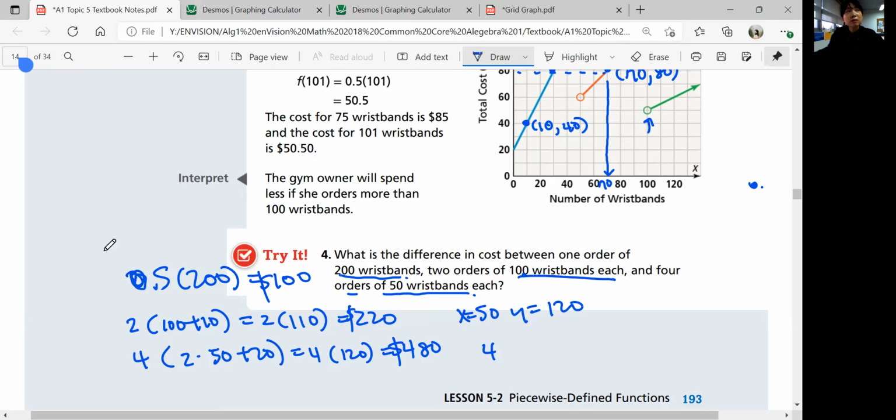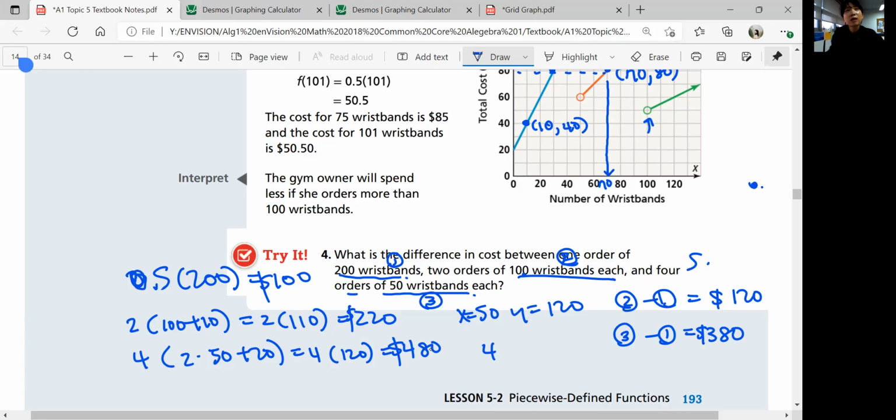Buying the first option is savings of $120 compared to 2 orders of 100 wristbands, right? So the difference would be, so let's number them. 1, 2, and 3. 2 minus 1 would be saving of $120. That's a lot of money. 3 minus 1 would be 480 minus 100. So that's $380 savings compared to 4 orders of 50 wristbands.